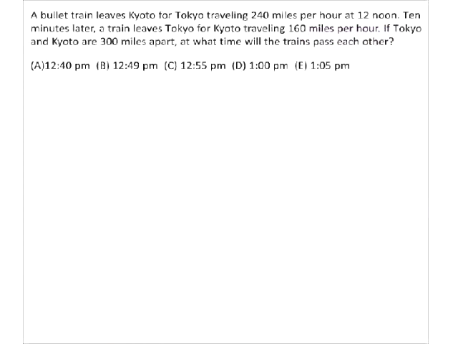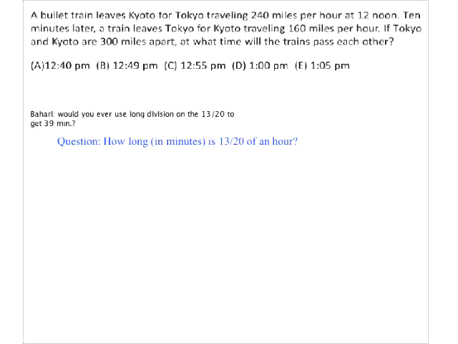There's no reason to do long division. If you're going to do this, you don't do long division. The question that you're trying to figure out is how long in minutes is 13/20th of an hour. So the way I did this was I just figured 1/20th of an hour is 3 minutes. So 13/20th of an hour is 3 times 13, which is 39 minutes. So that's nice and quick.